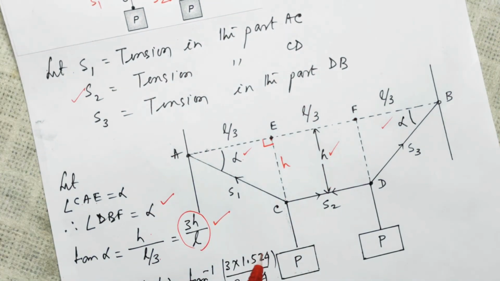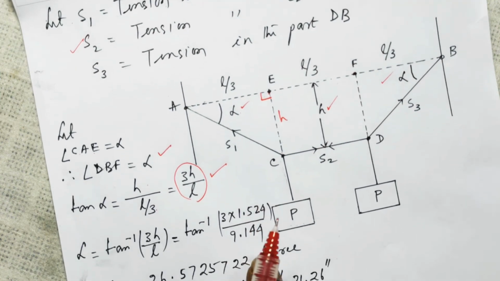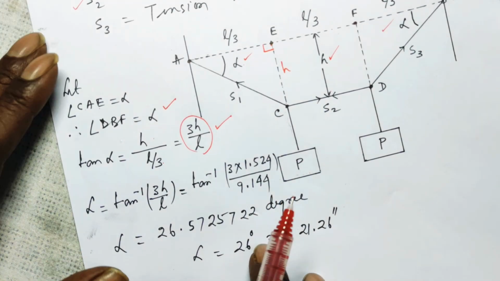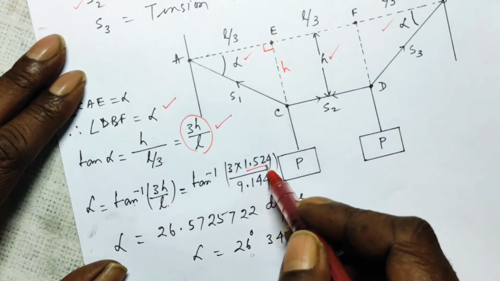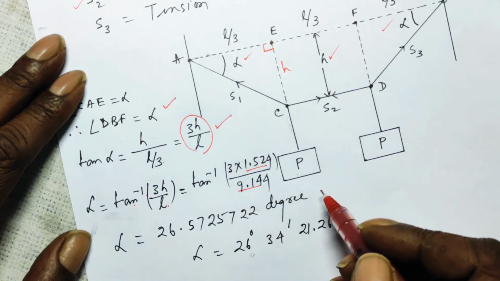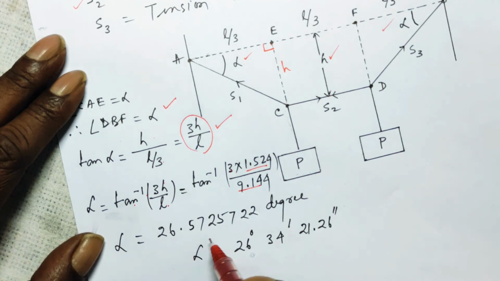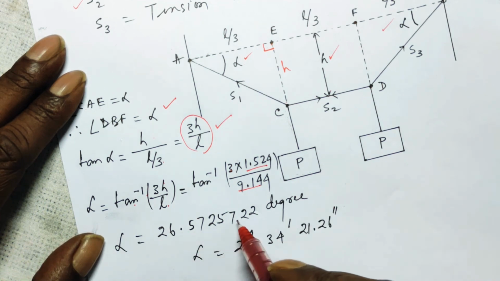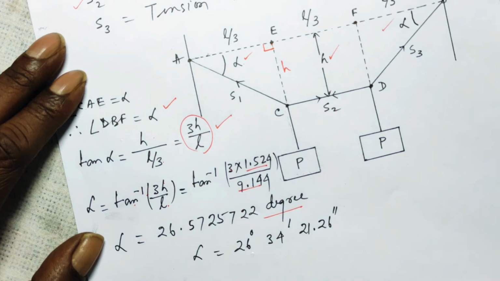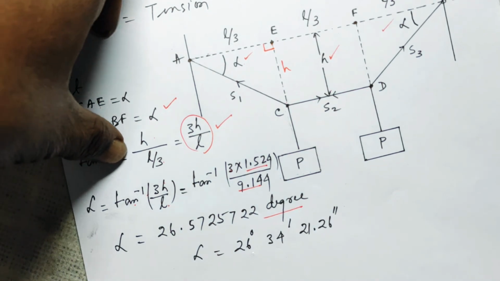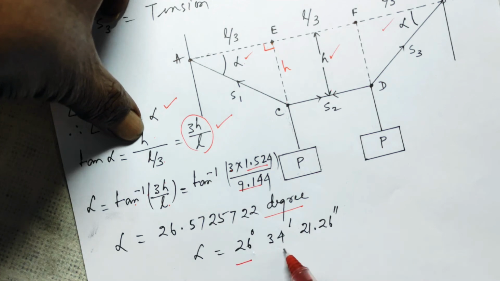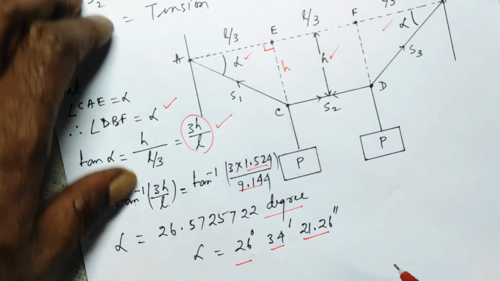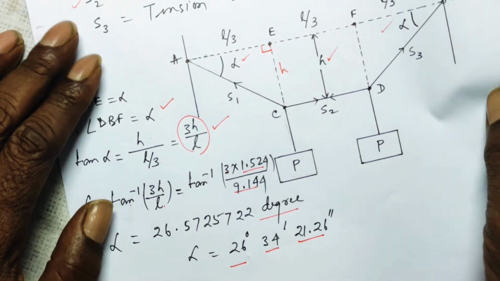And the value of L is given and the value of H is given. So just put it in a scientific calculator. So your alpha becomes tan inverse 3H over L, 3, this is your H over L. So this comes out to be exactly 26.572572 degrees. If you convert it to minutes and seconds of arc, this comes out to be 26 degrees, 34 minutes, 21.26 seconds of arc.